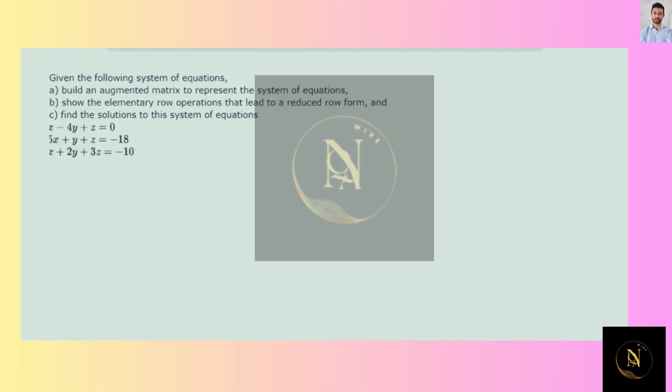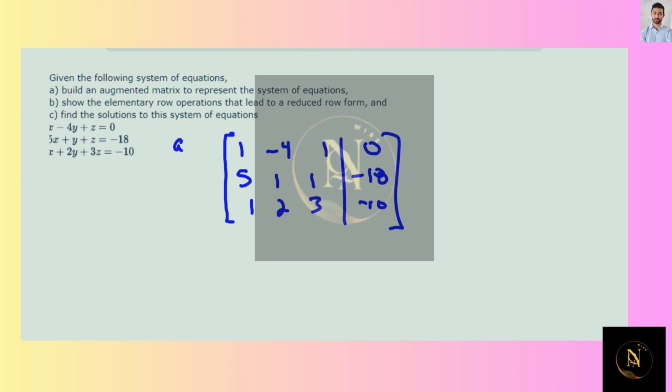Alright, let's get this into an augmented matrix. So we use the coefficients, and it looks like it's cut off a little bit, but I'm going to assume it's a 1x, a negative 4y, a 1z equals 0, a 5x, 1y, 1z equals negative 18, and 1x, 2y, 3z equals negative 10. So that's our augmented matrix. That is part A.